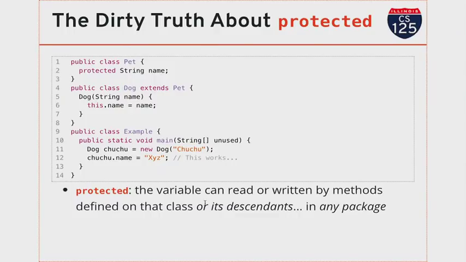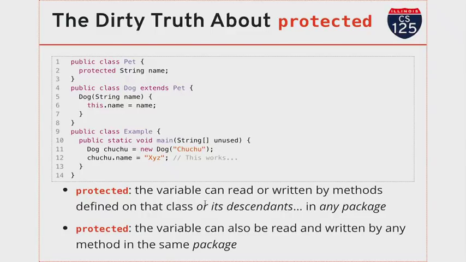So a protected variable can be read or written by methods defined on that class or its descendants in any package. So there's a packaging thing here. The reason this works is because when I run this code, and I haven't told you about packages yet, so we're gonna have to come back and talk about this later. But all of these classes are in the same package. And protected actually allows any class in the same package to modify that variable. So when this runs, Java says, okay, example is in the same package as pet and dog, even though it doesn't descend from it directly, and so I'm gonna let it modify that variable.